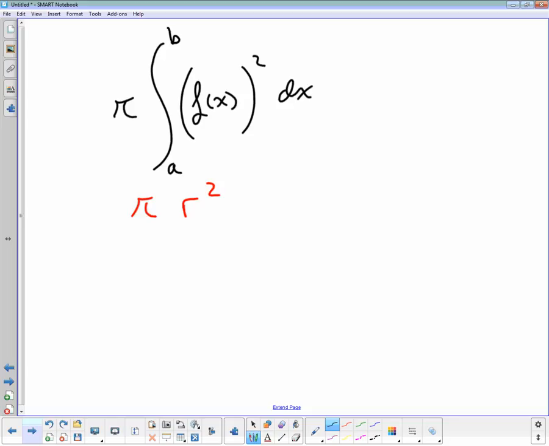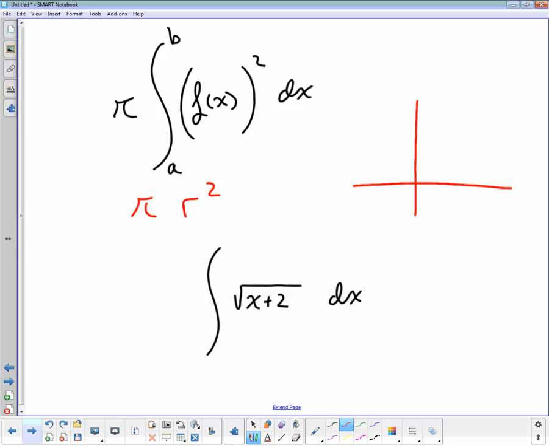So, for example, if I had, let's do the function square root of x plus 2 dx. Let's keep it at x plus 2. That's fine. X plus 2. But we'll revolve it around x equals negative 3.